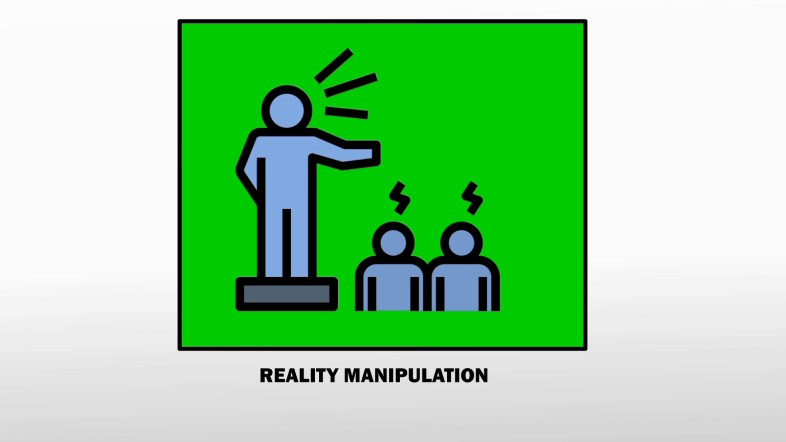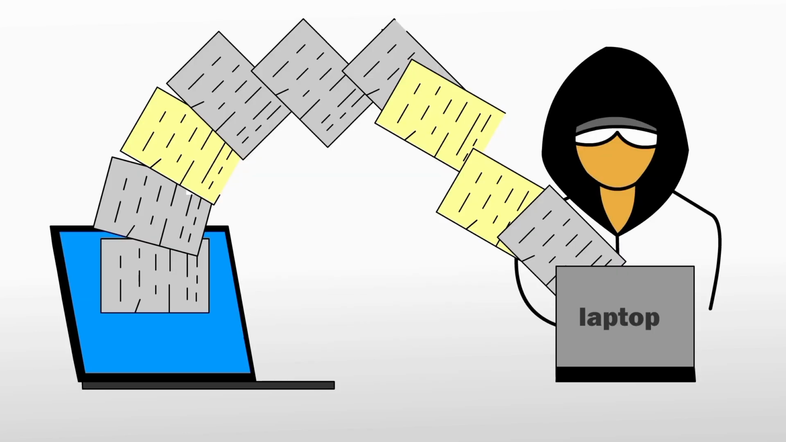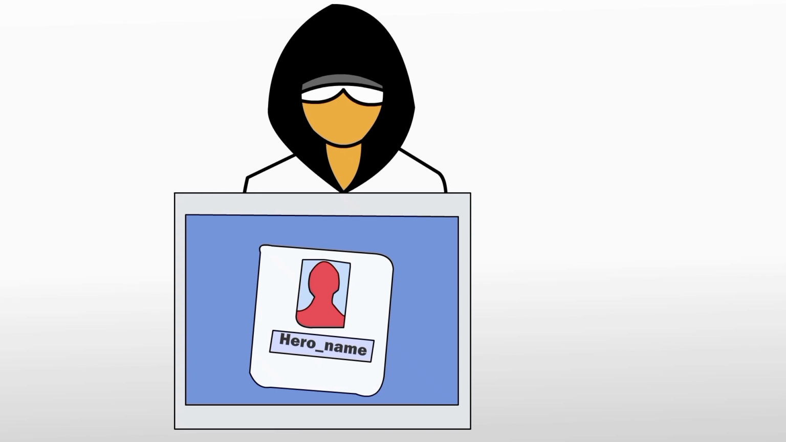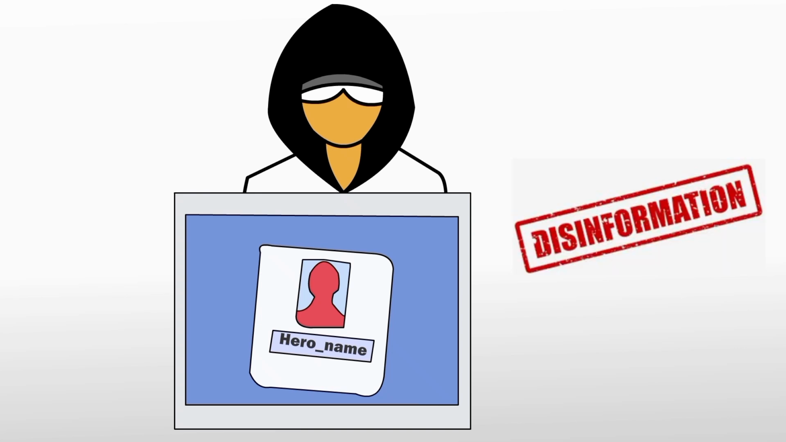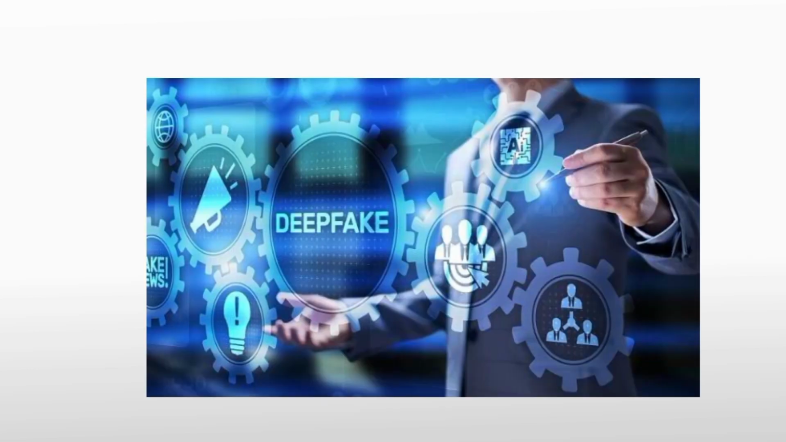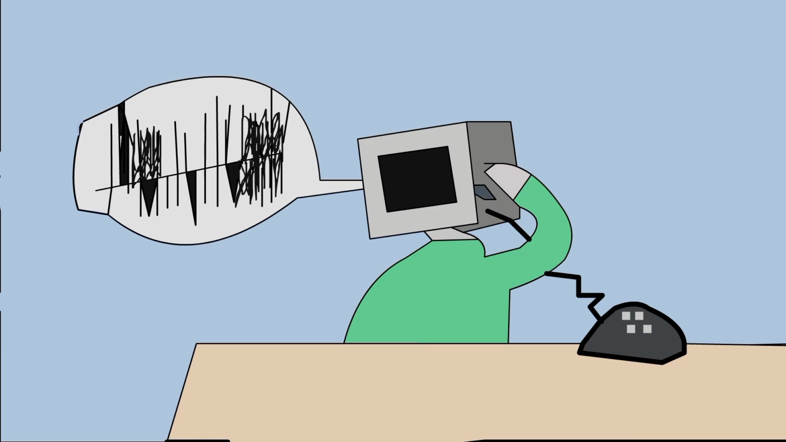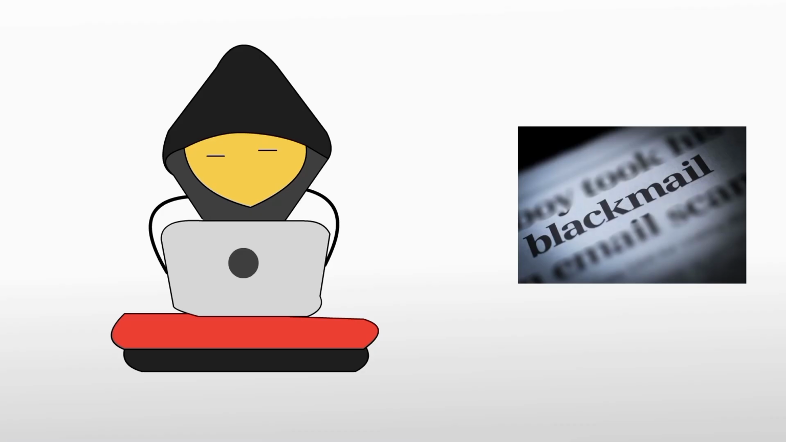Method 9. Reality manipulation. Sophisticated attackers don't just steal data. They manipulate perception itself. They create networks of fake social media accounts to spread disinformation, influence opinions, and destabilize trust in institutions. Deepfake technology allows creation of convincing fake videos and audio recordings.